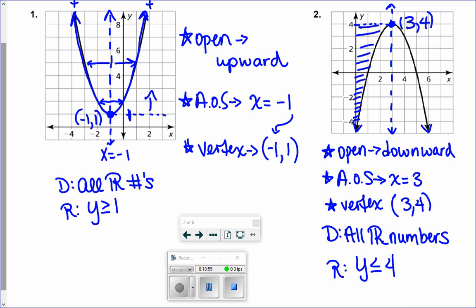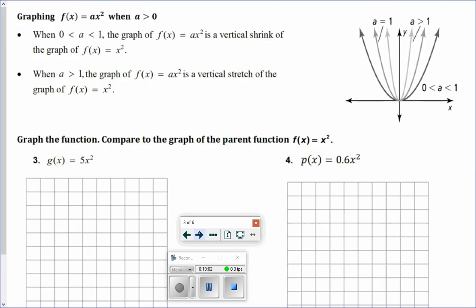So flip it over. Let's talk about the actual impact. Now that we know what characteristics we care about, let's talk about the impact of having a leading coefficient in front of the graph. So if we're graphing f of x equals ax squared, and a is greater than 0, we know that's just fancy for positive. So if a is positive, check out what that changes.